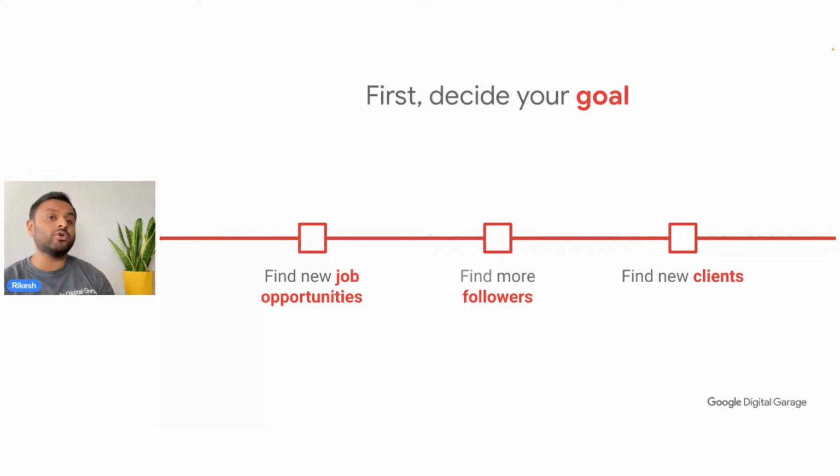So we want to decide our goal. What's our focal point? What's our destination? We've got 3 examples of goals here on screen. Find new job opportunities, find more followers, and find new clients. It seems a little bit thin on the ground. There's not really a lot of information to go off there. So how do we make sure that our goal is very specific and very niche?